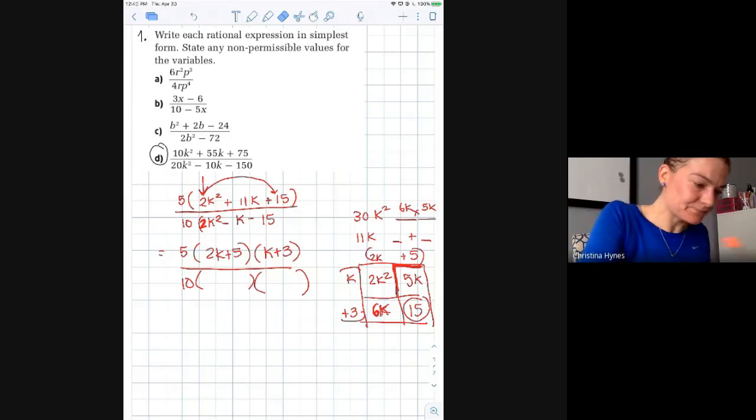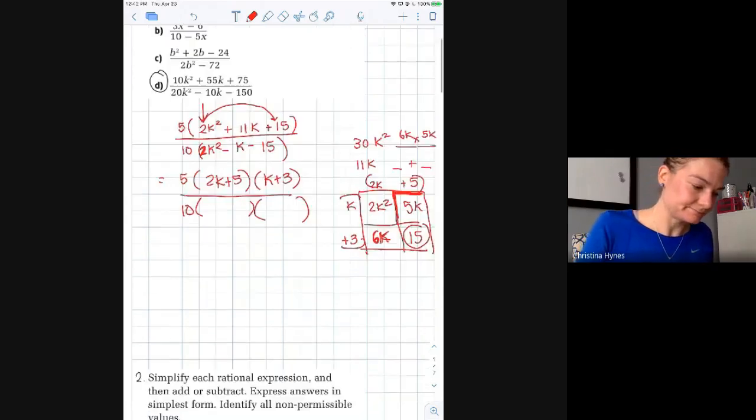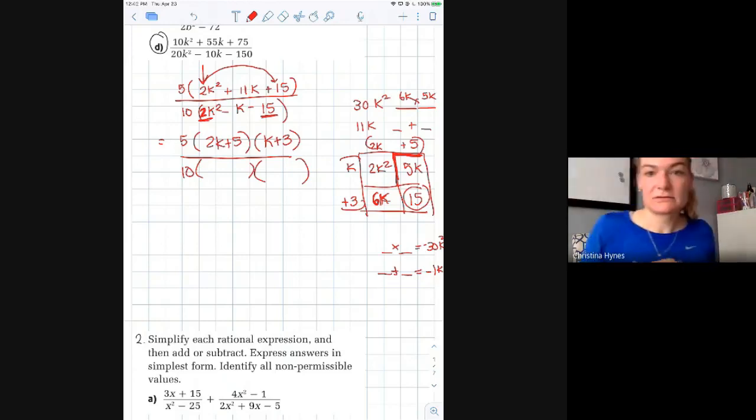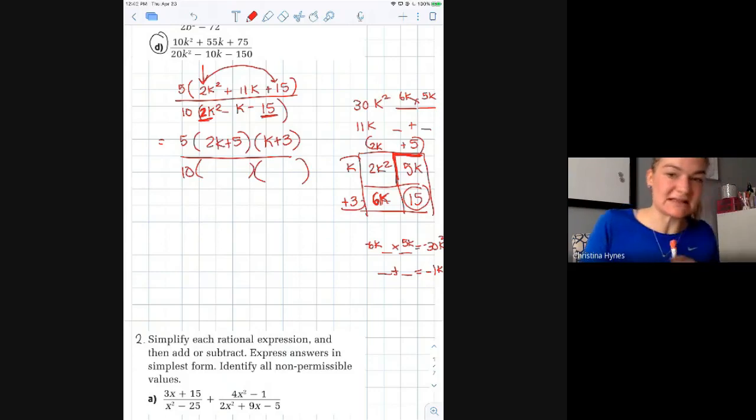Okay, let's try that again. In this method, let's try decomposition. I need to find two numbers that multiply to 2 times negative 15, so that will be negative 30k squared, and they have to add up to the middle, which is negative 1k. So I have to find two numbers that multiply to the first and last multiplied and add up to the middle. That would be the same numbers that I had, but I'm going to have negative 6k this time and positive 5k to add up to negative 1k.